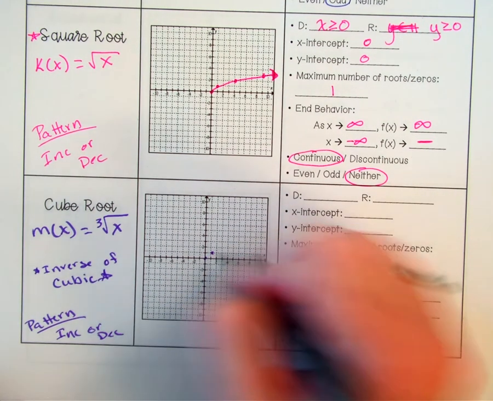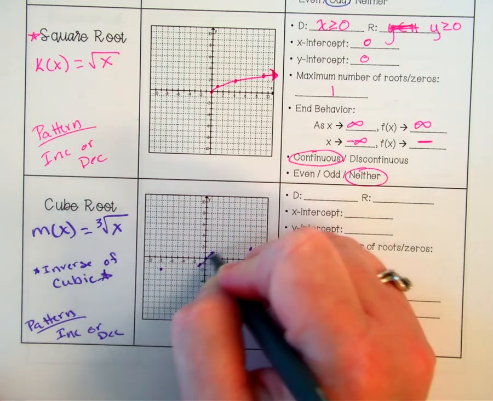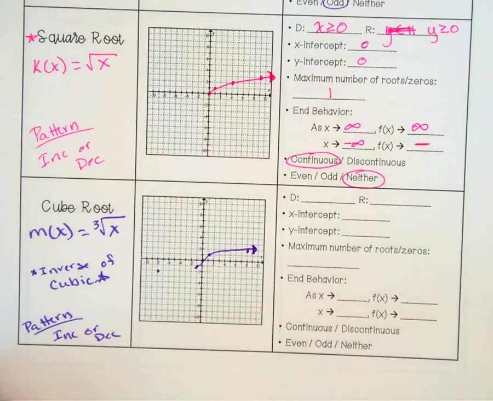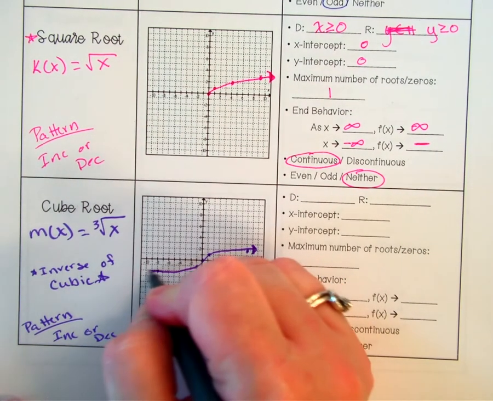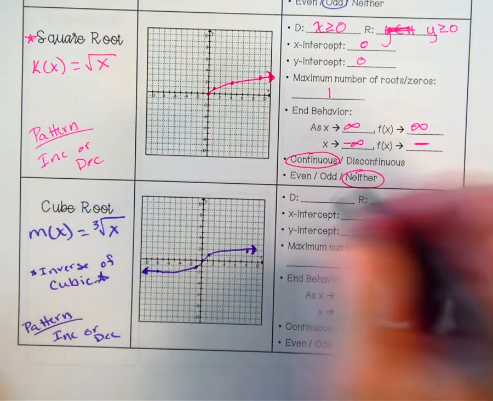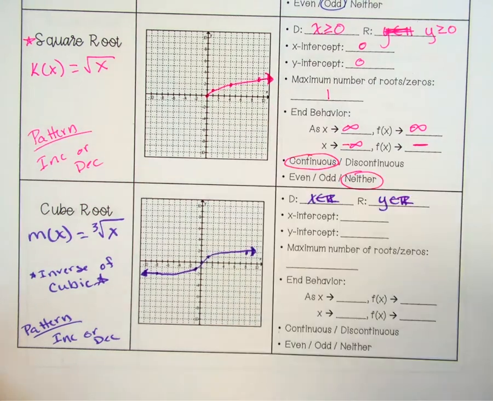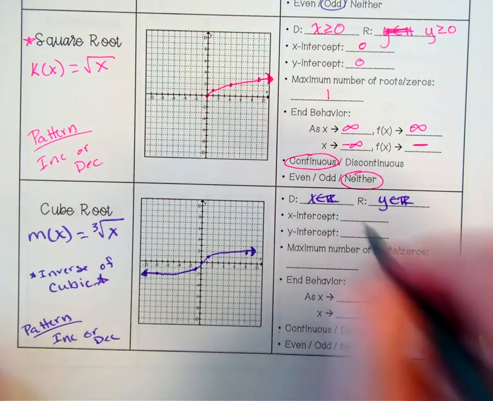So our cube root is going to look like this. So it's just basically our cubic inverted. Again, switch those x and y points. So it's going to be similar. Our inverses have similar domains and ranges. Remember, you're just switching your x and y, so really you're switching your domain and range as well. So the range of the first one is the same as the range on the second one.